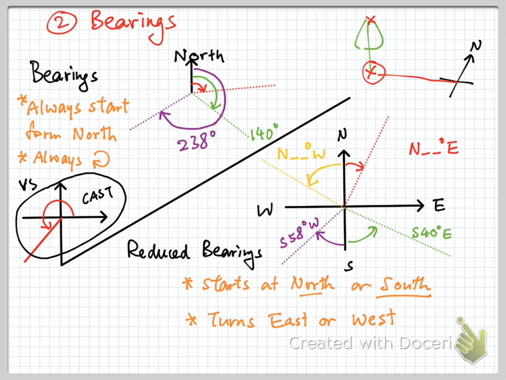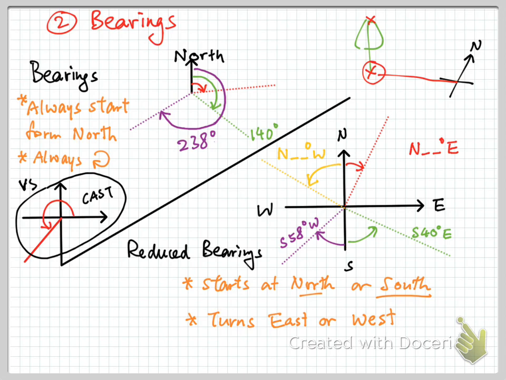And then, on the other hand, we have what we call the reduced bearing. In the reduced bearing, we reduce the numbers. The number is always between 0 and 90. So we can use 4 different quadrants, as you can see on the diagram: the red, the green, the purple, and the yellow. Each one of them starts counting from the northern or the southern direction, and then you rotate to the east or to the west. It can be clockwise, it can be anti-clockwise.